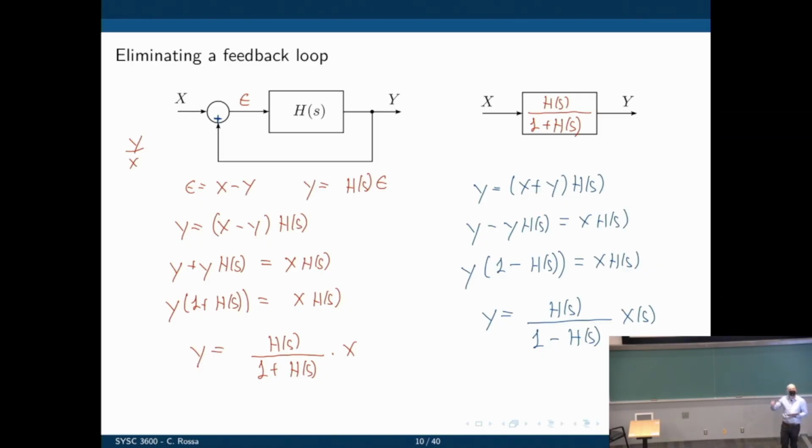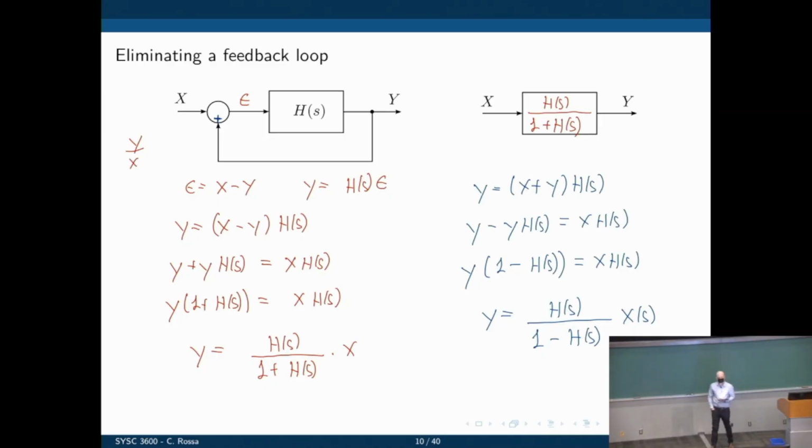And this is always true whenever we have a feedback loop like this one. You don't need to go through all these steps every single time. We know that the result is the line function divided by 1 plus or minus the same function, depending on the sign in the sum. And this is always true.